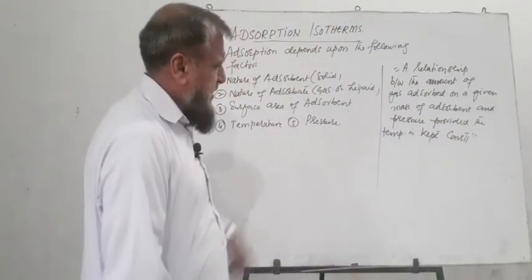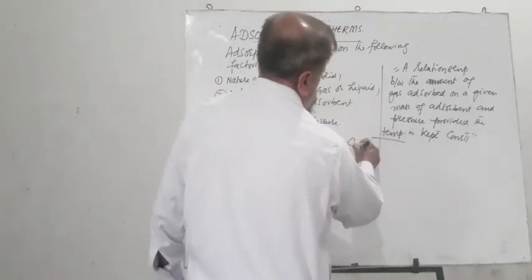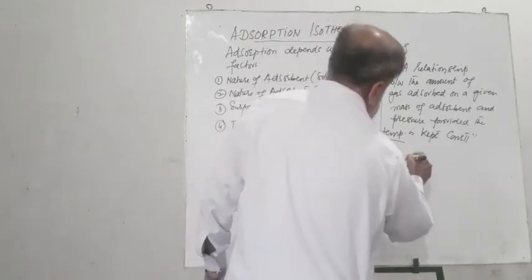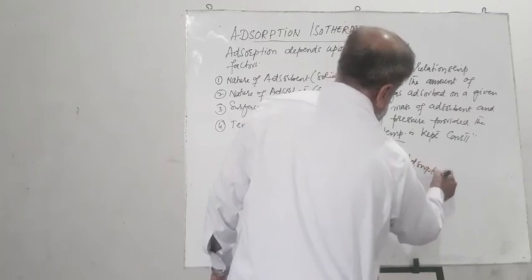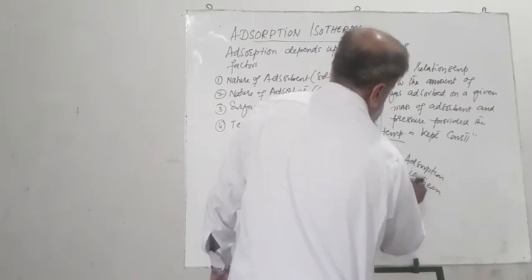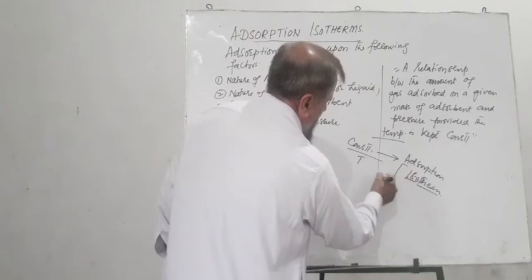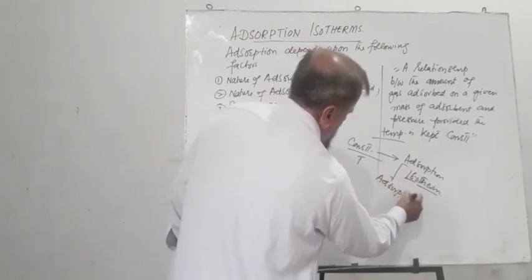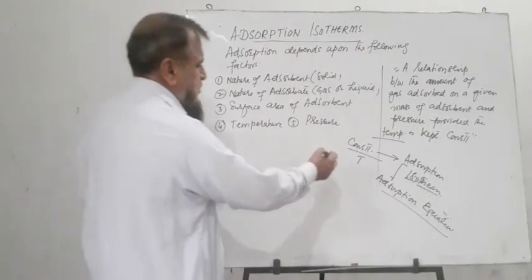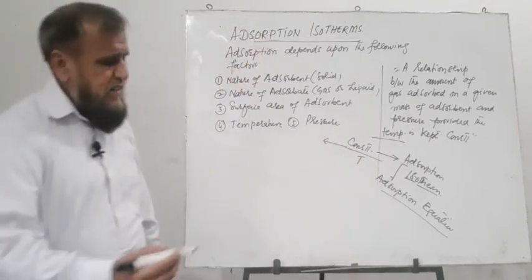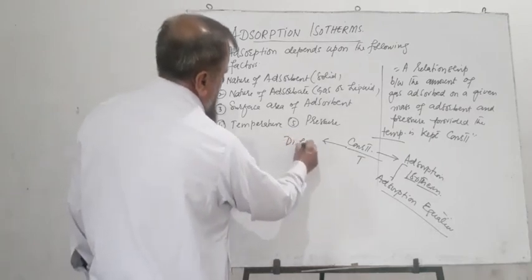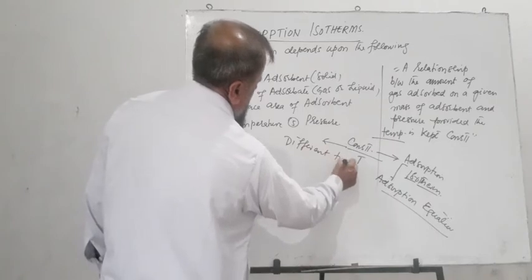As we are developing this relationship at constant temperature, therefore this relationship is known as adsorption isotherm. Iso means same, therm means temperature. It is also called adsorption equation. Now this relationship can also be represented graphically, and the curve which is obtained is also known as an adsorption isotherm. Adsorption isotherms are of different types.